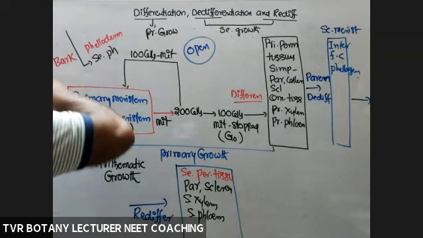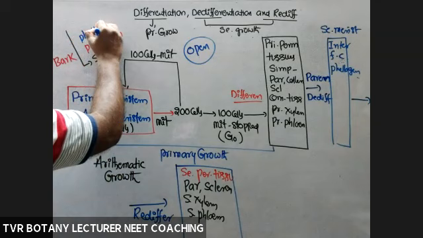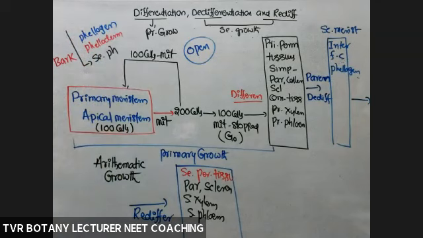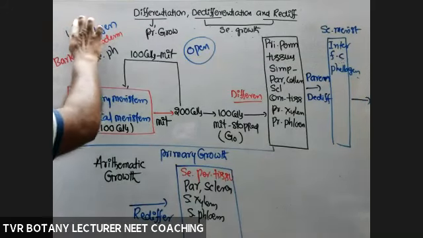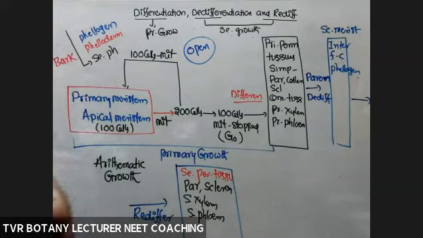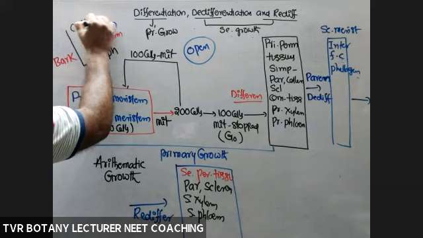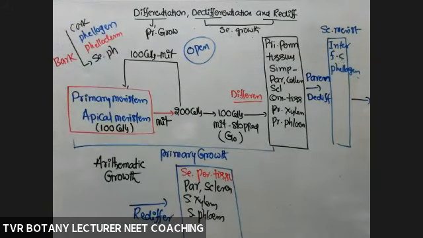Next, phellogen. Phellogen is the dedifferentiation product of parenchyma. Parenchyma regaining mitotic ability. Next, cork tissue. Finally, cork tissue. Cork tissue is the redifferentiation product of phellogen. Here, what type of questions are possible?